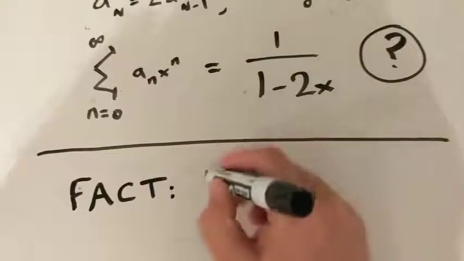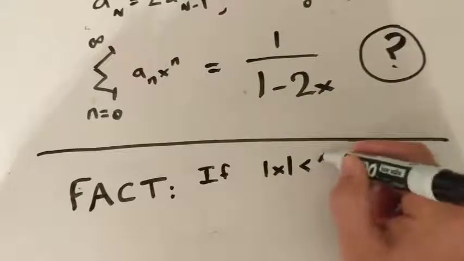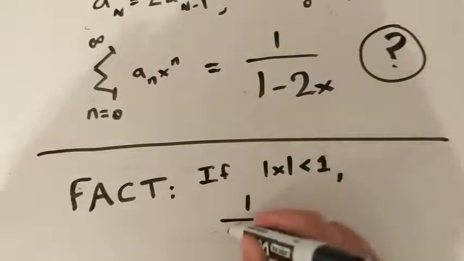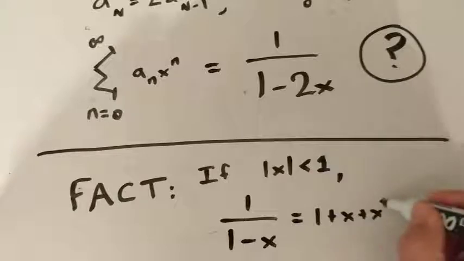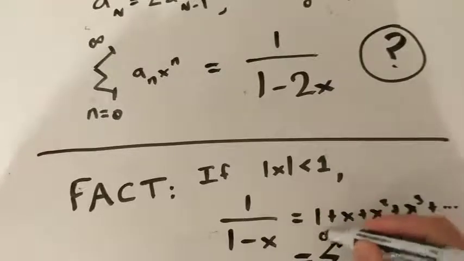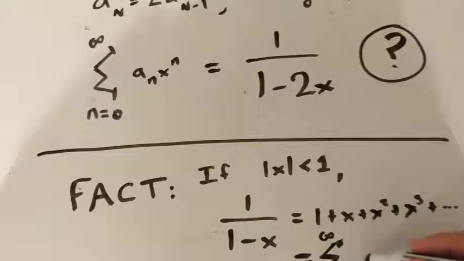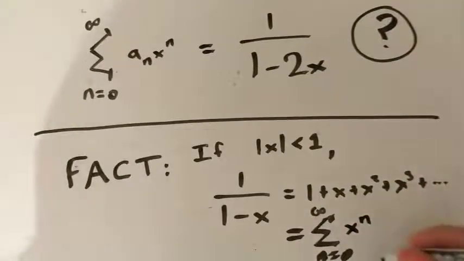which is that if x is a real number and the absolute value of x is less than 1, then 1 over 1 minus x is equal to 1 plus x plus x squared plus x cubed plus dot dot dot, which is the same thing as the sum from n equals 0 to infinity x to the n.